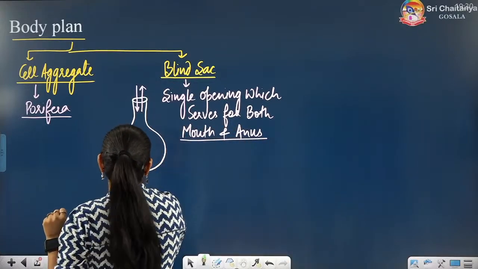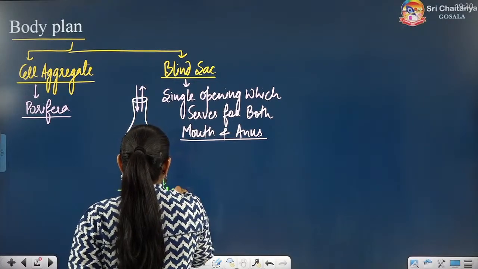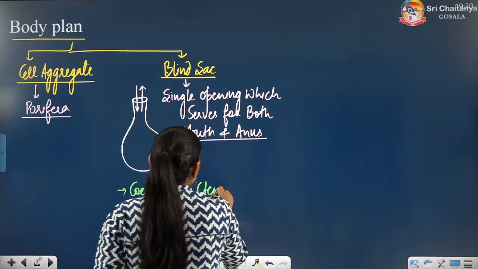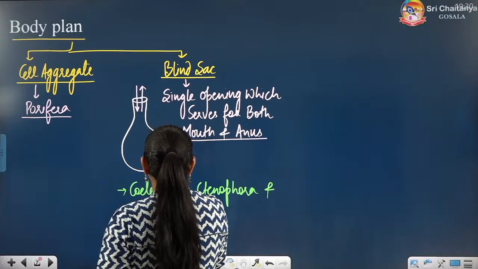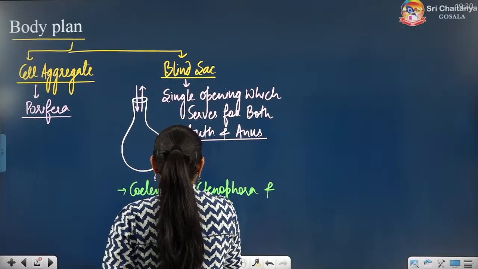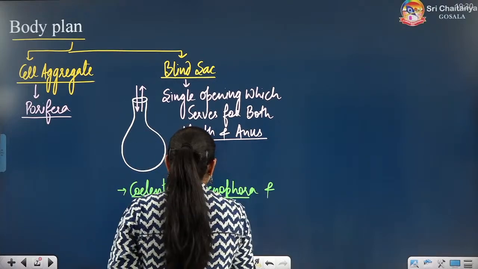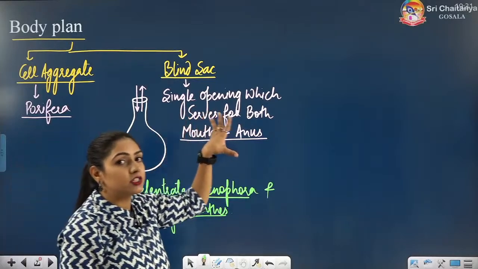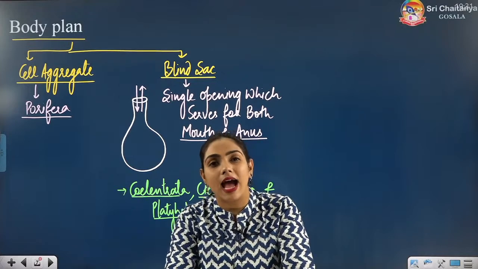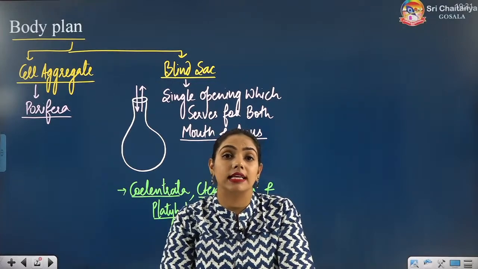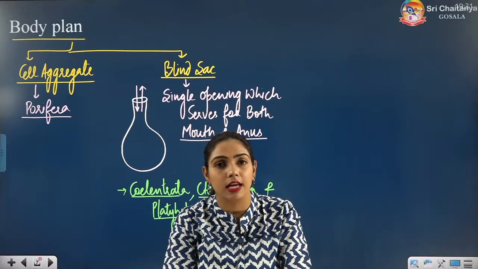So this is seen in phylum Coelenterata, Ctenophora and Platyhelminthes, everyone. Platyhelminthes. You have to remember these examples. So we will be relating this with the digestive system. If there is a digestive system and there is only one opening, that kind of digestive system can be called an incomplete digestive system, because two separate openings are not there in the alimentary canal.